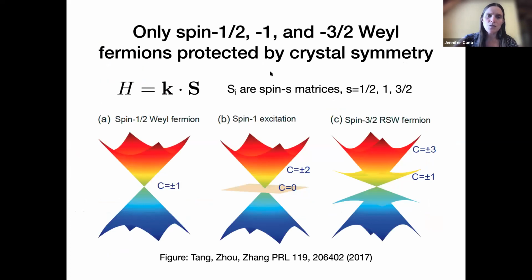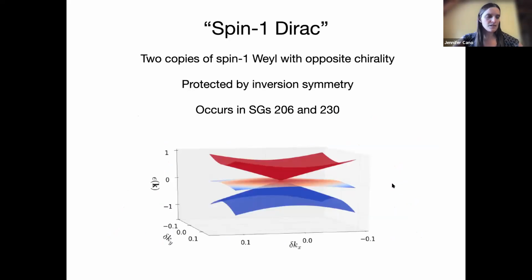So you might start to wonder, how long can we go on with this? We have spin 1/2, spin 1, spin 3/2, and the answer is this is the end of the story. As long as we are talking about symmetry protected degeneracies, 3/2 is actually the highest one that can exist in crystals. This is a picture of a Weyl fermion. This is the spin 1 Weyl I was talking about. And then these are the spin 3/2 that I was just mentioning. The last thing that I want to mention is a different type of multifold fermion, which is like a spin 1 Dirac. So maybe I'll just take the questions at the end.